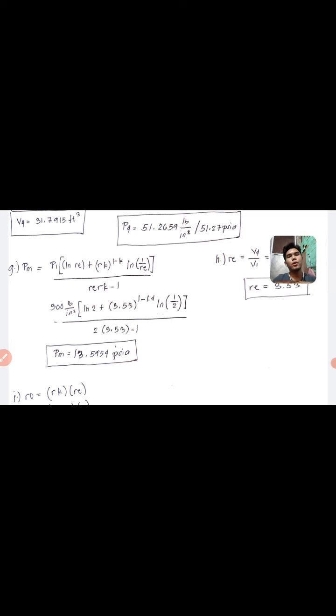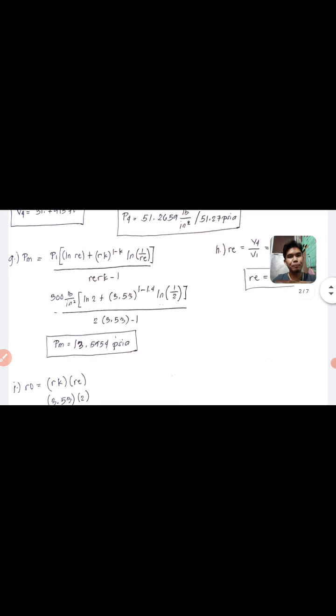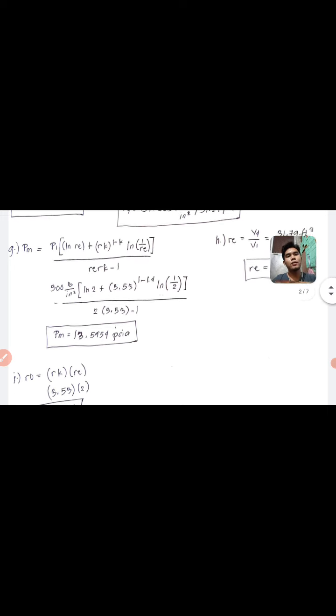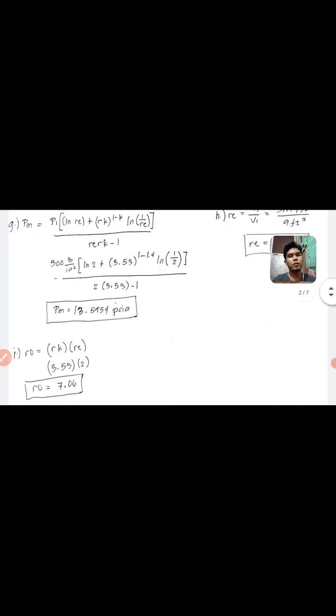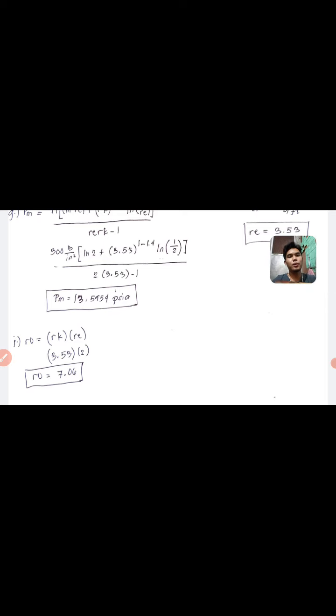So now let's go to the letter G, where we are going to find the pressure mean. We have here the formula, which is P1 multiplied by ln RE plus RK raised to 1 minus K ln of 1 over RE, all over RE times RK minus 1. Since we have the values of P1, RE, RK, and K, we can now solve this problem. Substituting the given values, our pressure mean is equal to 13.5954 psia or pound inch squared.